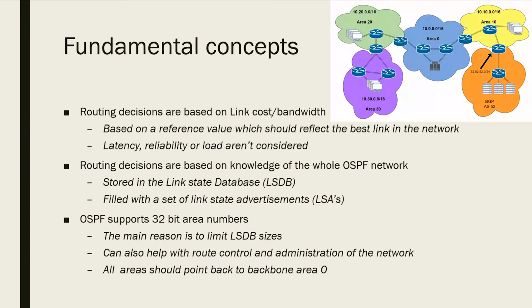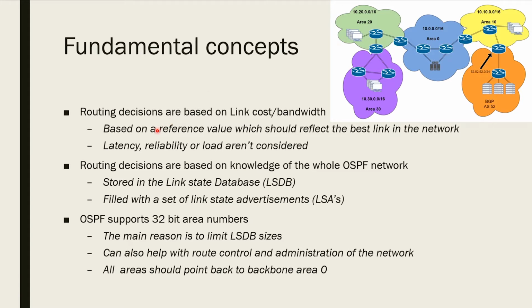So, some fundamental concepts. To start off with, routing decisions are usually based on a link cost basis. And that link cost basis is based on the bandwidth of those specific links. So the link between these two devices, for example, if that's a 1 gig link, and you've got a reference bandwidth of 1 gig, the cost there should be 1.